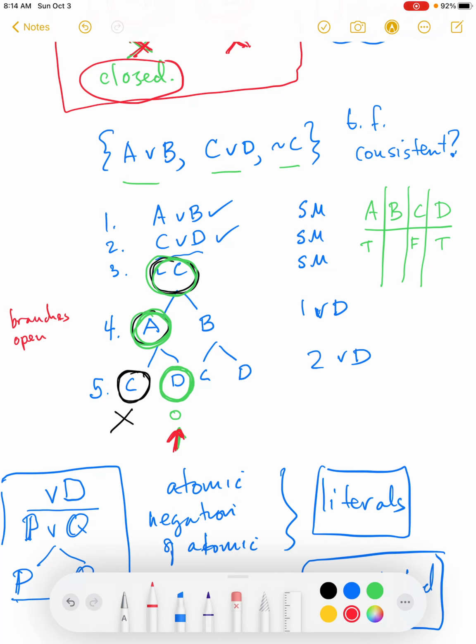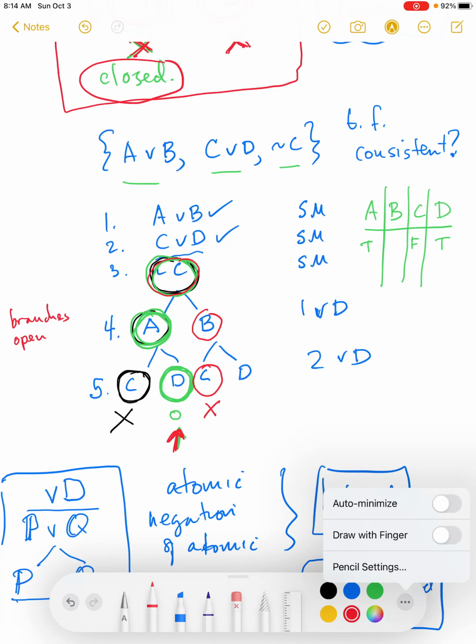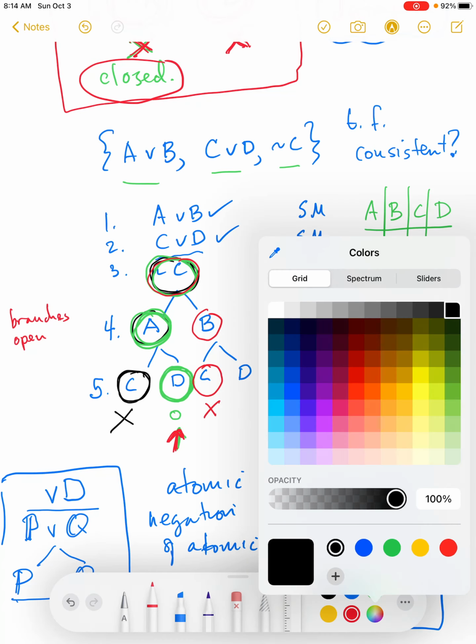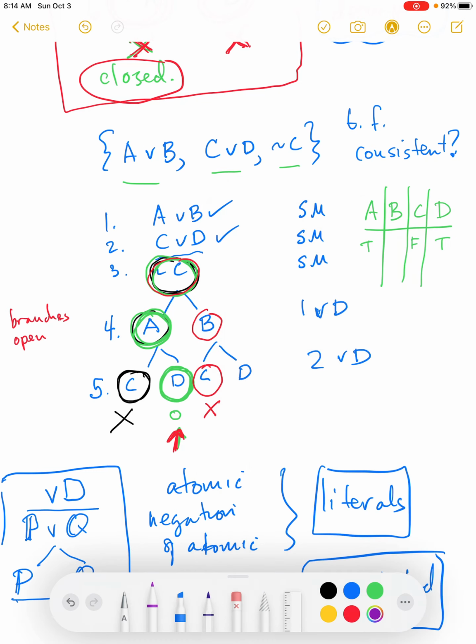The next one over tells us another possibility is that a truth value assignment makes C true, B true, but would also have to make C false, which couldn't possibly be. We have an atomic and its negation, so that branch closes. And then finally, the rightmost branch tells us another possibility is that a truth value assignment makes D true, B true, and C false. Well, that didn't close. That branch is open.